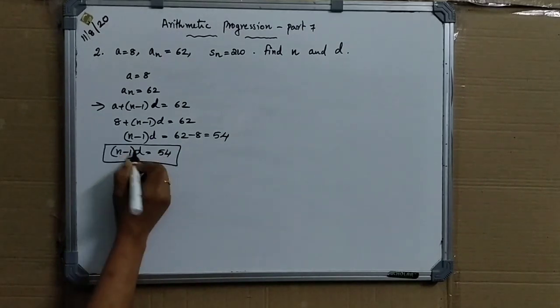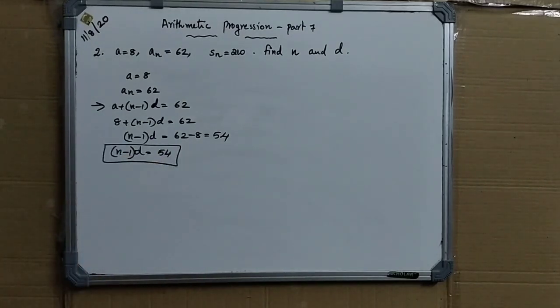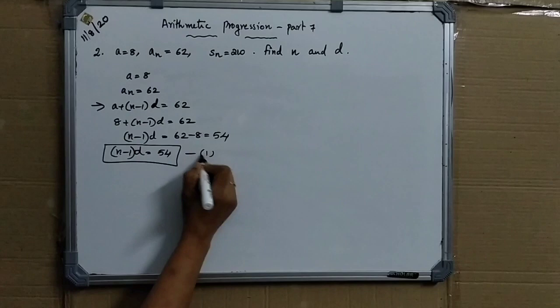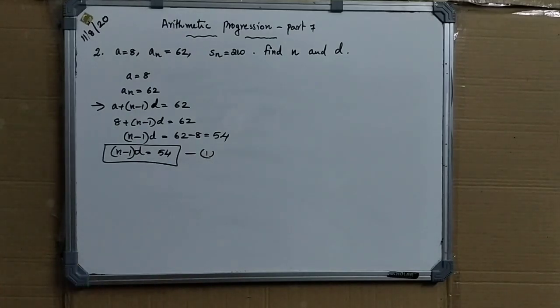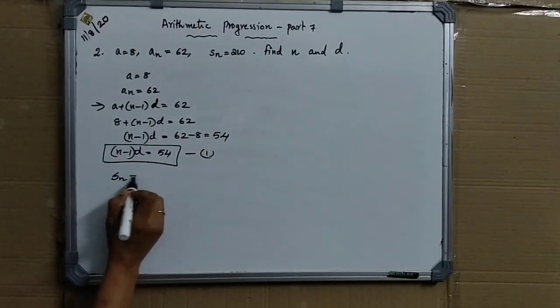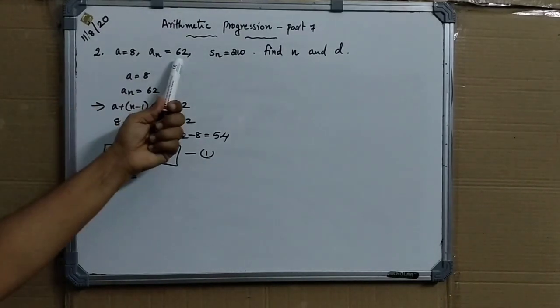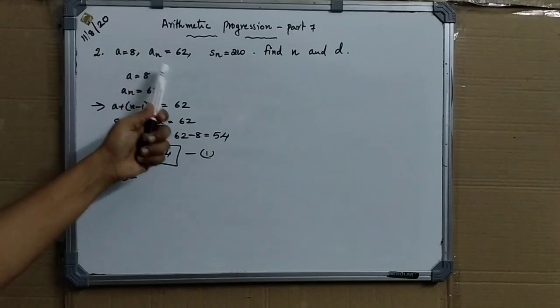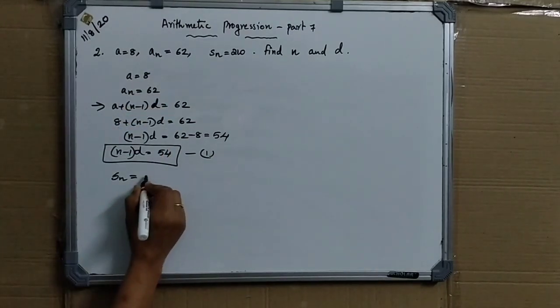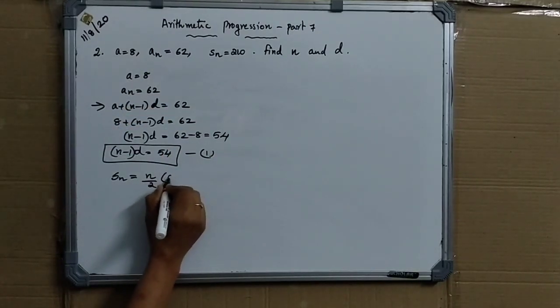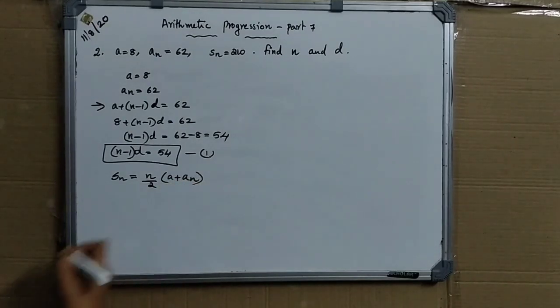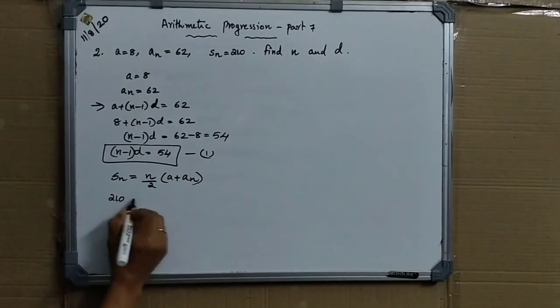So let us take (n minus 1) into d equal to 54. Equation number 1. Then we go for the second equation, that is for Sn. We know it is the first term and the last term, so you can use the formula for Sn as n by 2 into (a plus an). So here if you solve, Sn equal to 210.